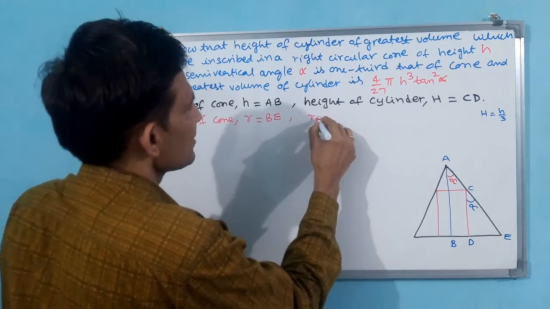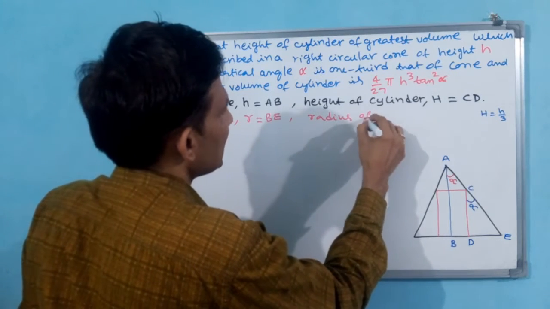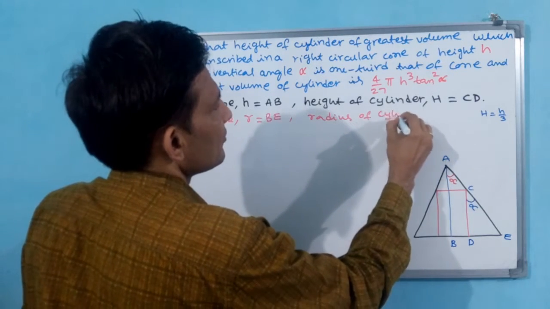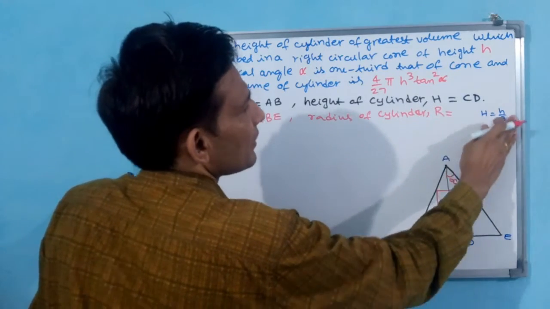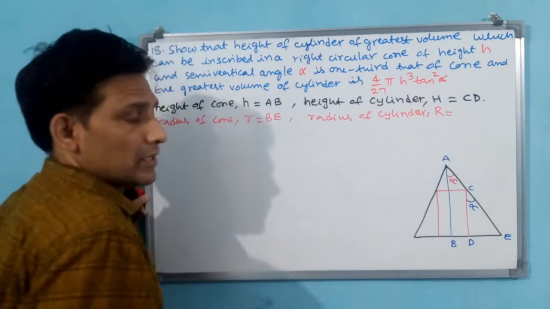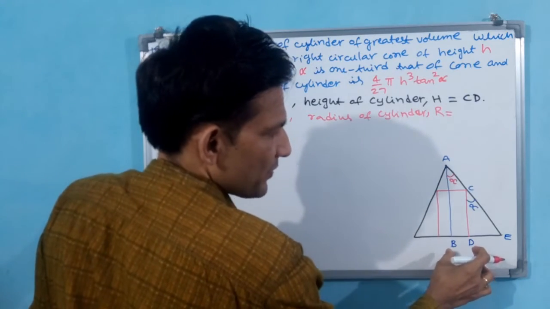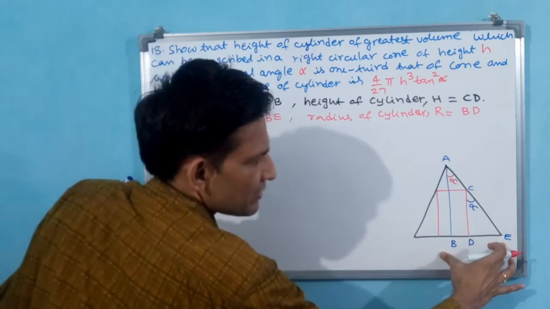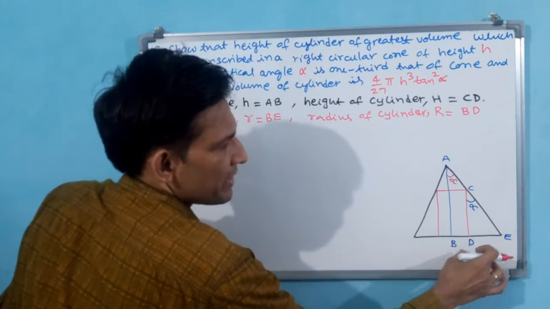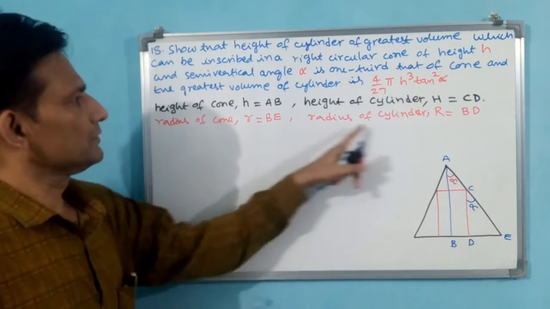Okay, then the radius of the cylinder. Normally capital R. Capital R will be how much? Capital R will be, you see, BD only. BE is small r. BD is capital R. Okay.